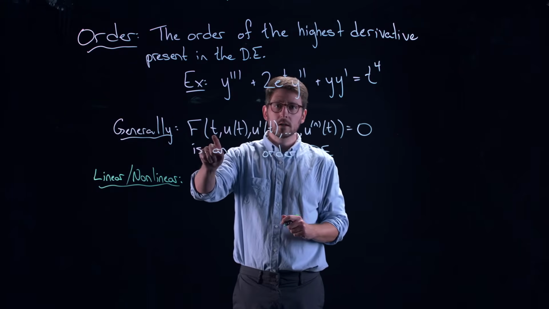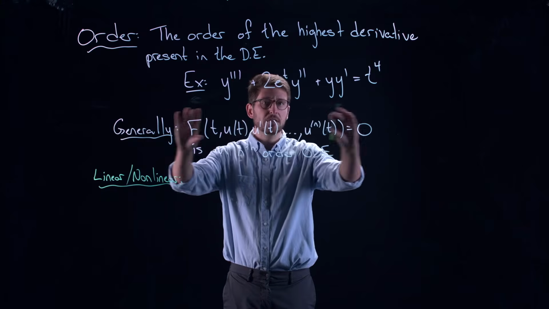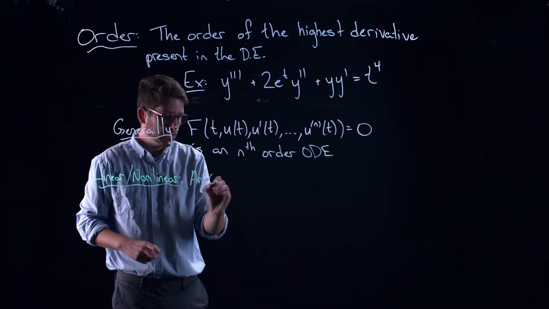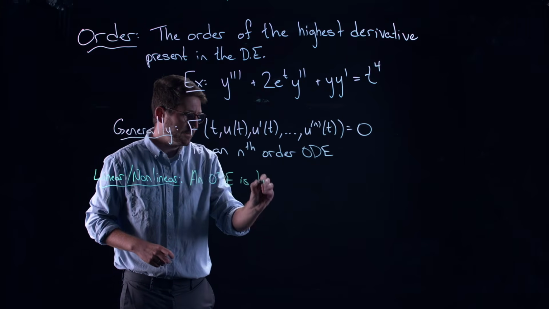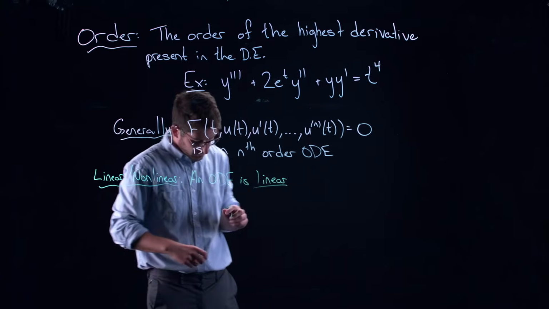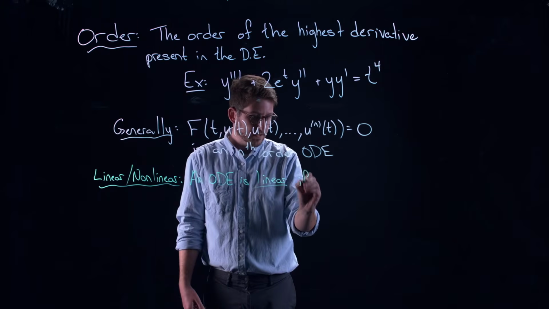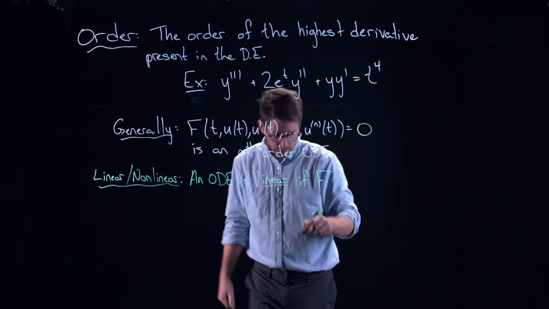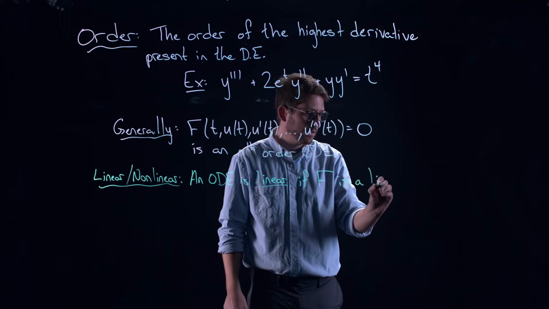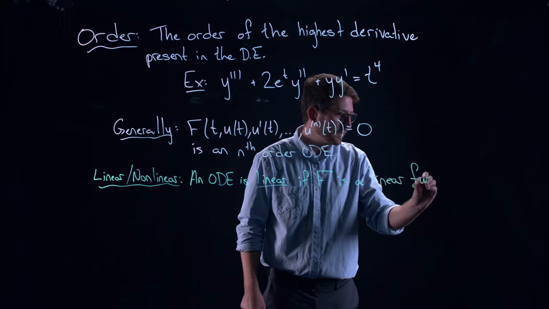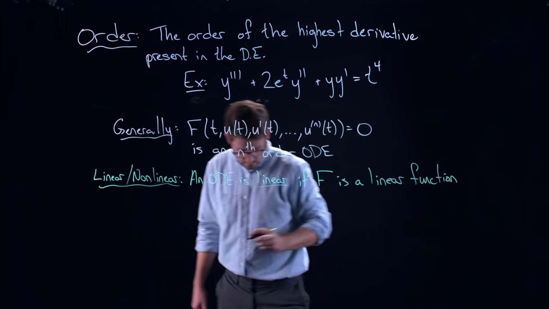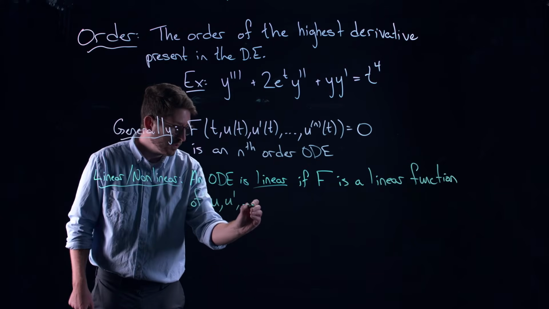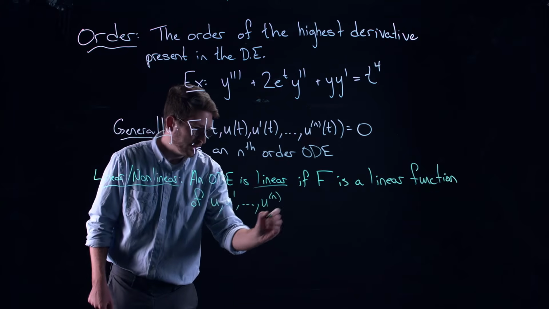So this ordinary differential equation, so again, if I'm writing an nth order ordinary differential equation, an ODE is linear if this f right here, capital F, is a linear function. So it's a linear function of u prime, all the way up to u to the n.